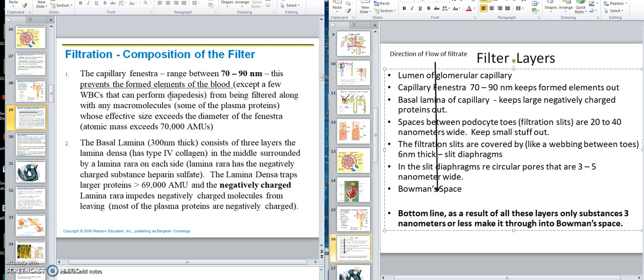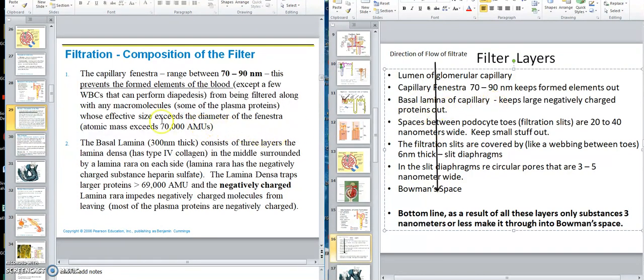All right. Then what's underneath an endothelial cell? A basal lamina. The basal lamina has about a 300 nanometer thickness, and we'll just get to the bottom line: the chemicals in the basal lamina are negatively charged. Now, what would that do? Impede negatively charged particles from going through the filter. What particles are negatively charged? Most of the plasma proteins, the albumins, the globulins, and the fibrinogen. So the basal lamina does that for them.